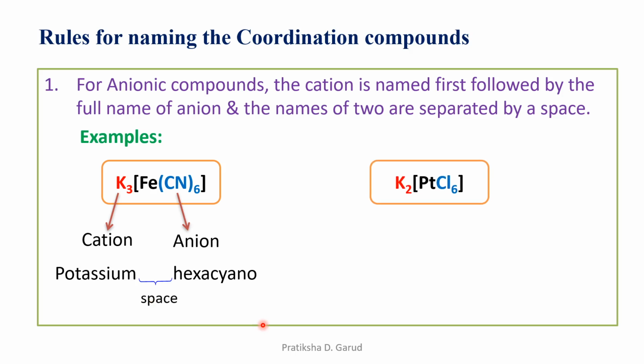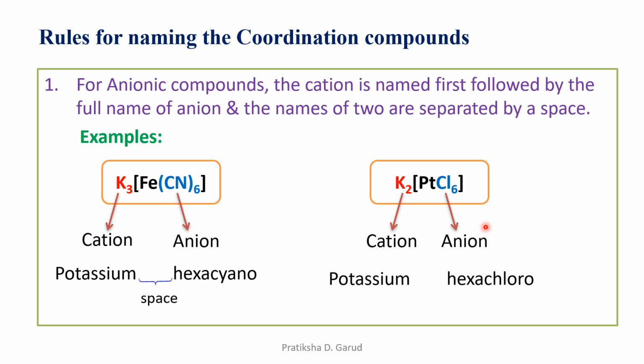Let's take one more example, K2PtCl6. Again this K2, the potassium, is the cation, and PtCl6 is the anionic complex. It has a negative charge. This cation is named potassium and the anion is named hexachloro. According to the first rule, we first write the name of the cation, potassium, then the name of the anion, hexachloro, and we keep a space between the cation and the anion. So this is the first rule.